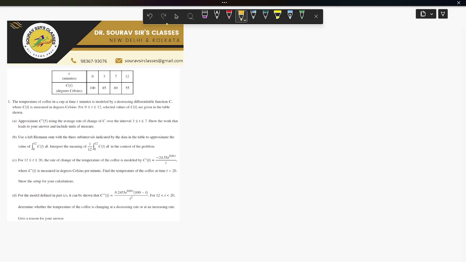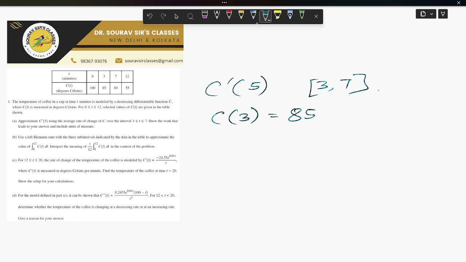We are going to approximate C'(5) using the average rate of change over the closed interval 3 to 7. We know that C(3) is equal to 85, which we get from this table, and C(7) is equal to 69. Now the approximation of C'(5) will be given by the average rate of change of C(T) over this closed interval 3 to 7.